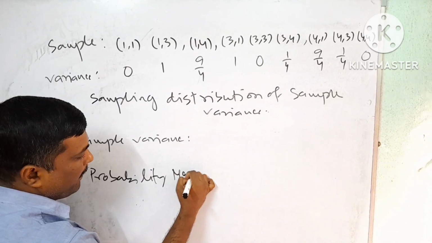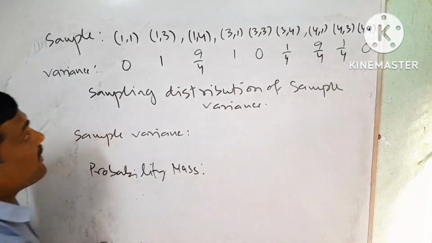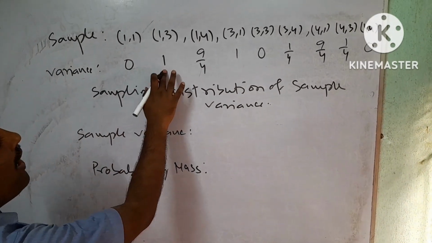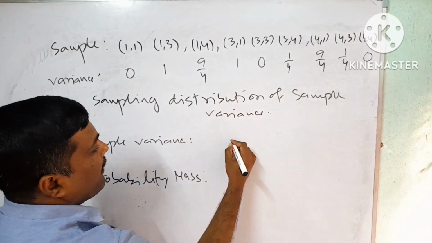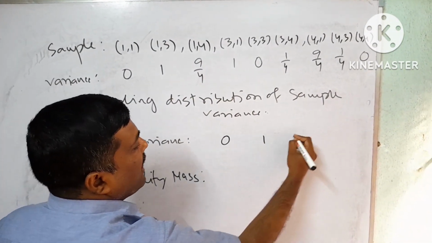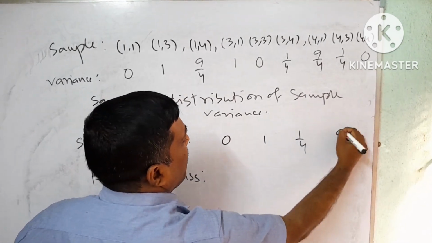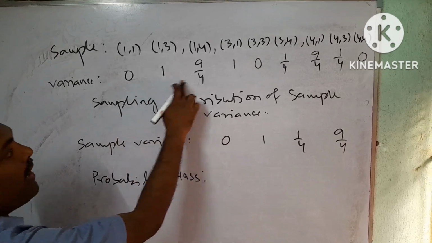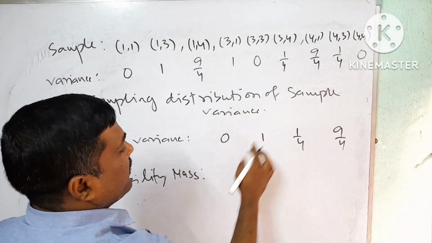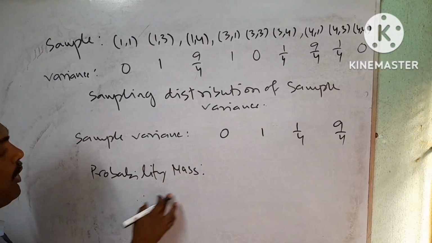Probability mass. So what are the sample variances? The sample variances are 0, 1, 1 by 4, 9 by 4. These are the sample variances and corresponding probability mass.